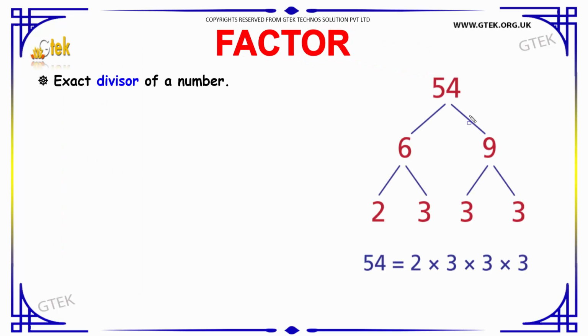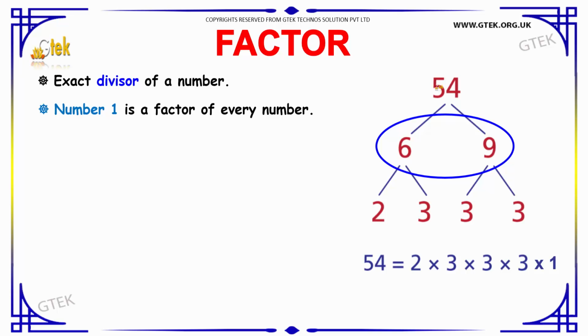What is meant by factor? A factor is nothing but an exact divisor of a number. Here if you see, 6 multiplied by 9 will give you 54. So you can say that 6 and 9 are factors of 54, since you can obtain the value 54 by multiplying these two numbers.